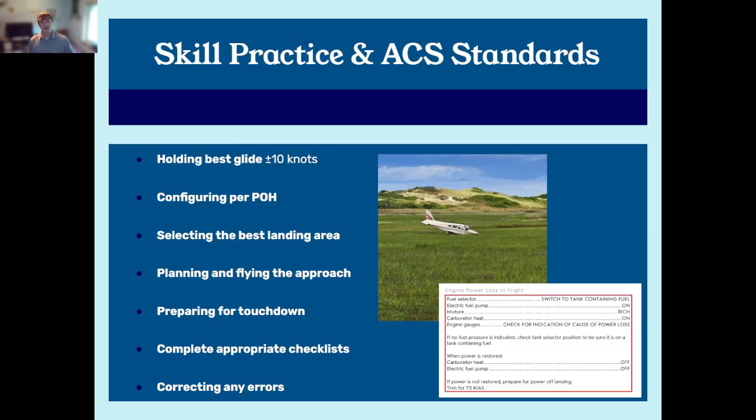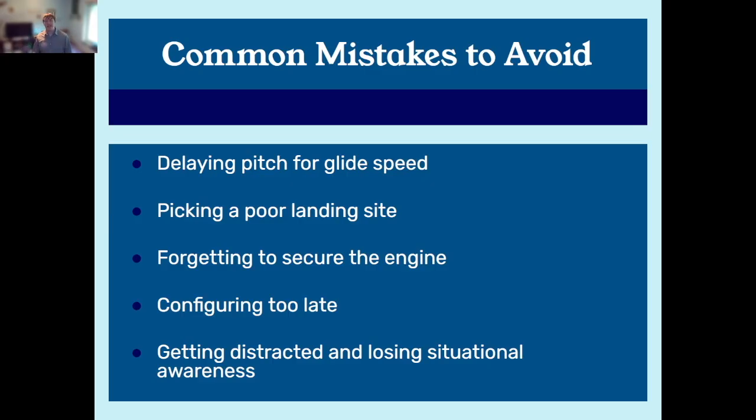Awesome. Now, what are some skills to practice and some ACS standards here? We're going to want to hold our best glide, which is plus or minus 10 knots. We're going to want to configure per the POH, select the best landing area, plan and fly the approach, prepare for touchdown, complete appropriate checklists, and correct any errors we might come across. Now, here's some common mistakes to avoid. Delaying pitch for glide speed. I personally also struggled with this one at first, but if you're able to get pitch for that glide speed right off the bat, it's going to make your emergency approach so much easier.